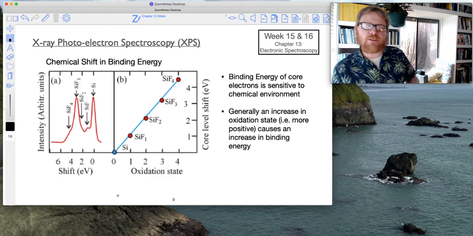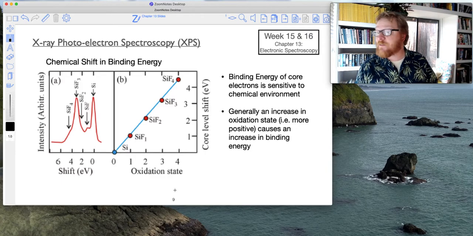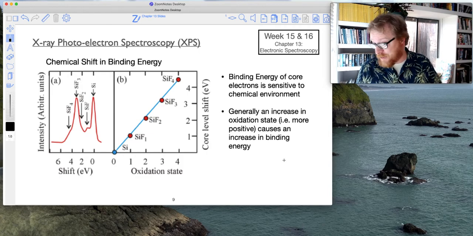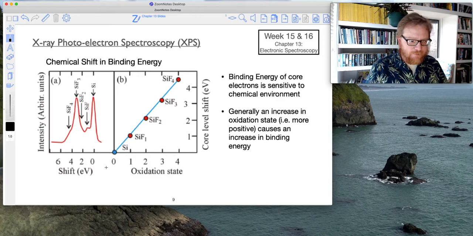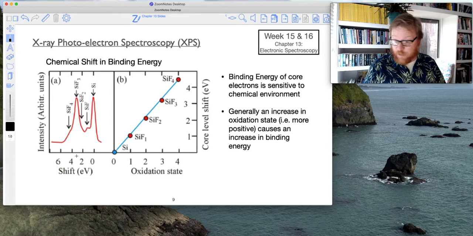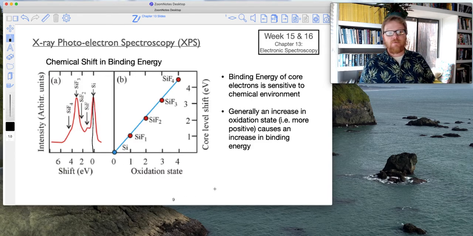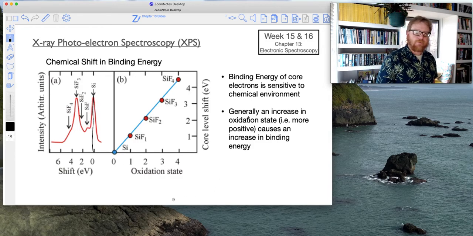And so this is looking at some of the valence levels. The valence levels, as you might imagine, are more sensitive to chemical environment. All the same, the core levels are also sensitive to chemical environment. But the reason why I know that these are core levels is because of the really low binding energy that's down here, right? Just a couple of eV. Okay, so here you can see is just silicon, okay?